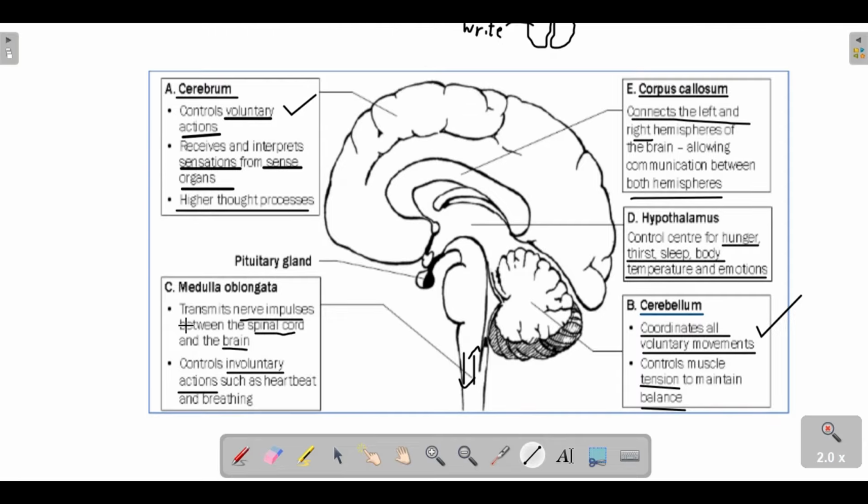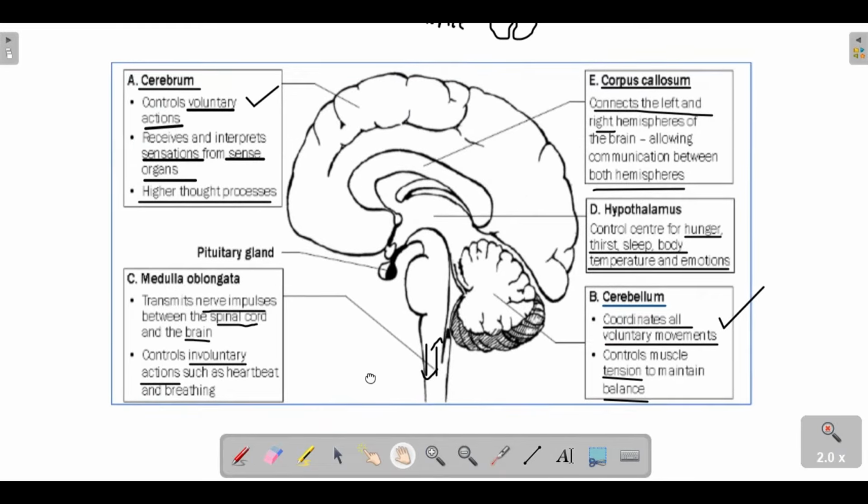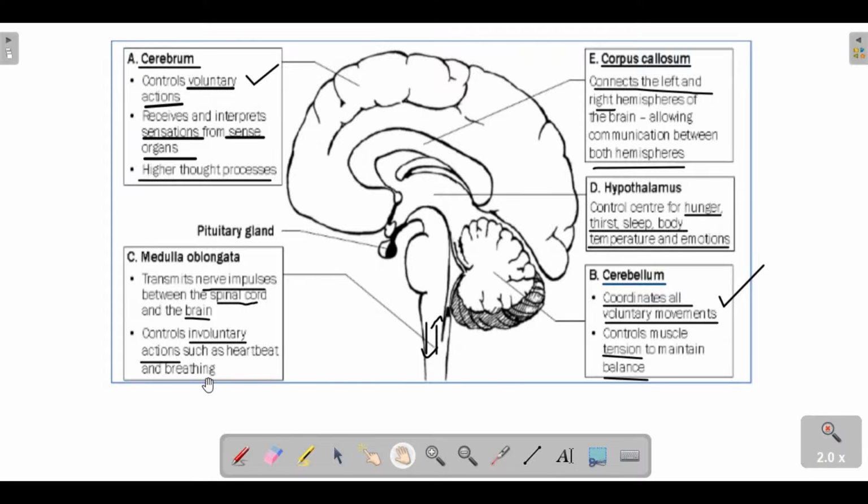Note, what controls voluntary actions? The cerebrum. What coordinates voluntary movements? The cerebellum. What controls involuntary actions? The medulla oblongata. Again, note those differences, guys. The involuntary actions we are referring to are heartbeat and breathing.